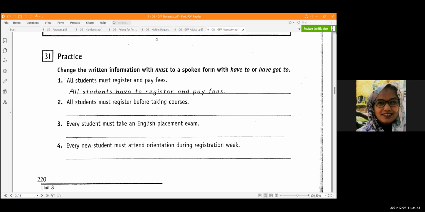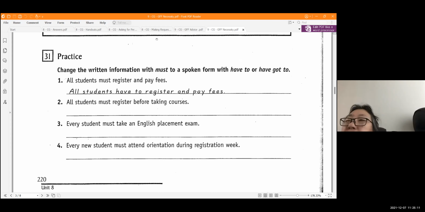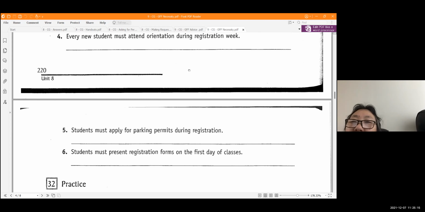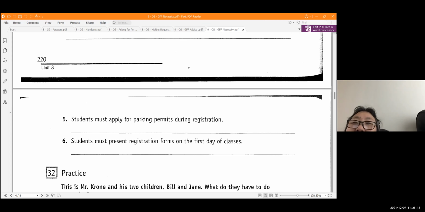Okay. Every student must take an English placement exam. Every student has to take an English placement exam. Every new student must attend orientation during registration week. Every new student has got to attend orientation during registration week. Okay, only two left.